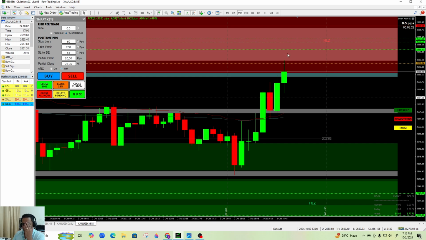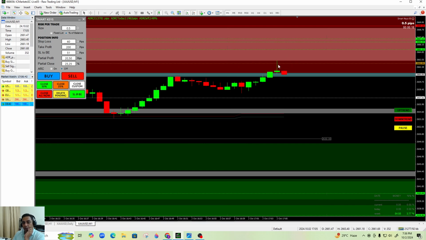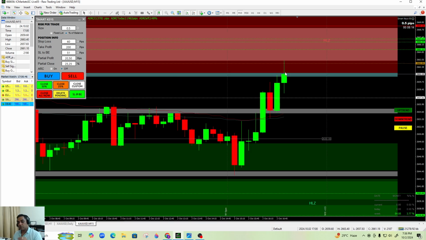It tapped it, see? Perfectly to the pip, it tapped it. And as soon as it tapped it, we got a reaction. So we're going to wait for either the 15-minute candle to close, or for price to come higher right now in the next 8 minutes.